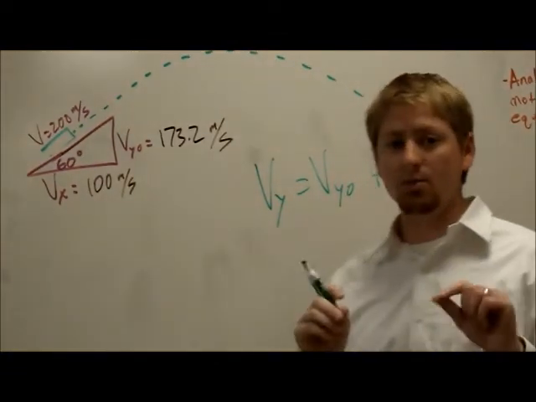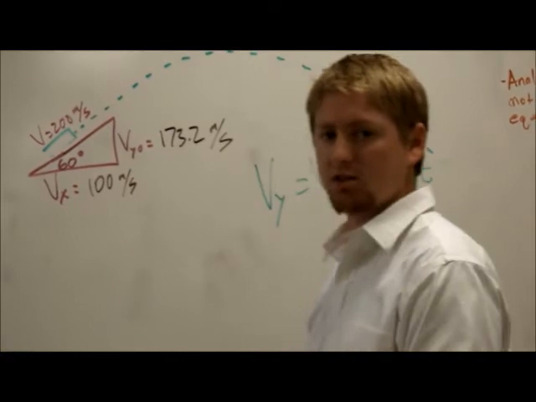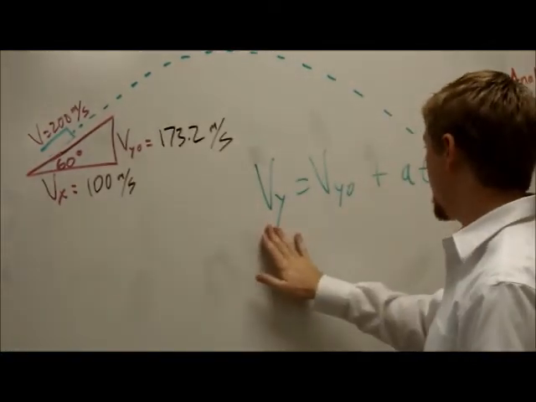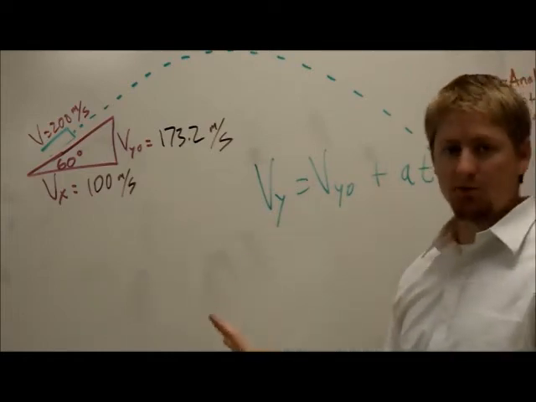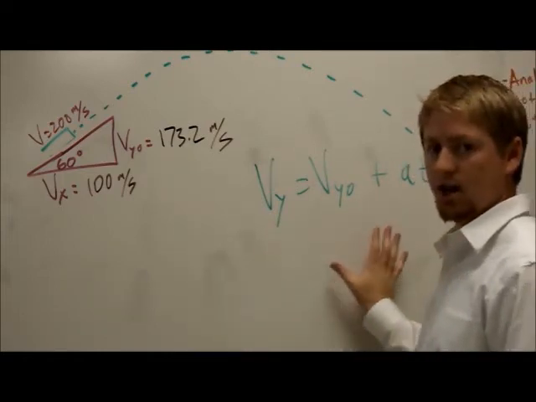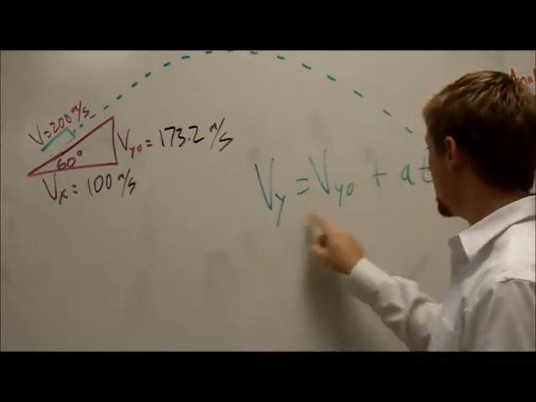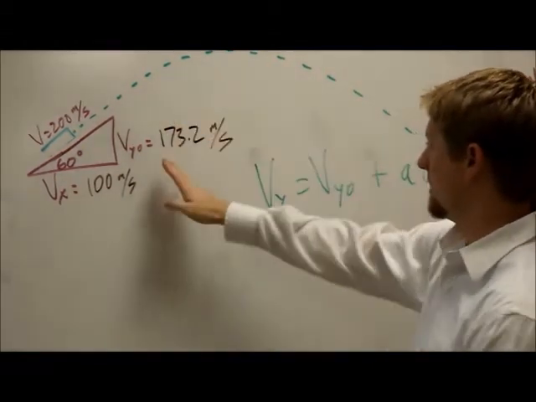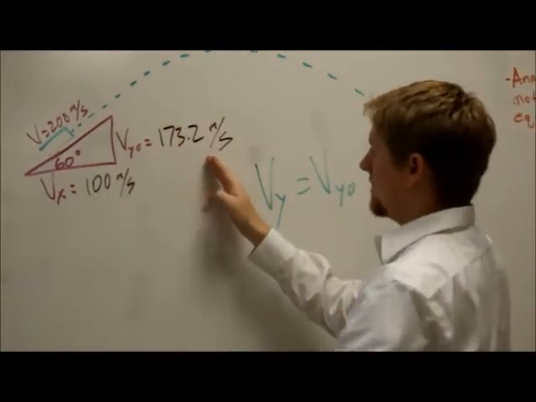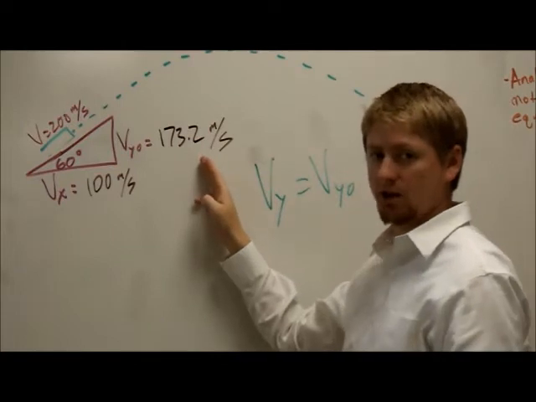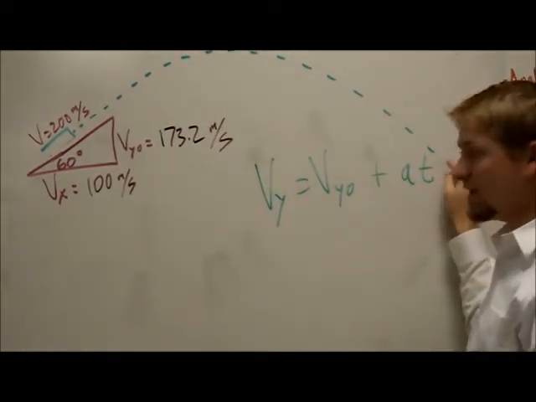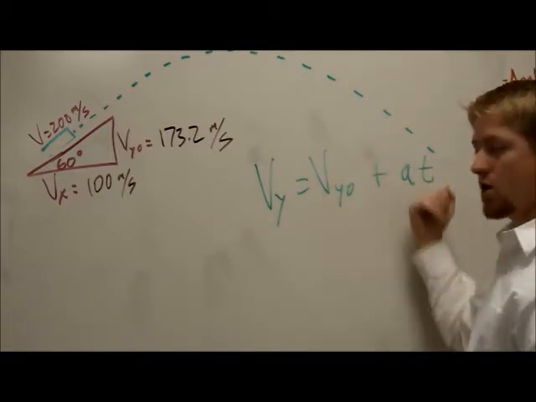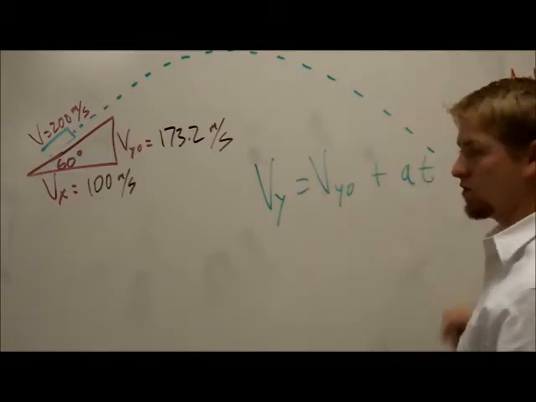Some of y'all may have slightly different equations, but they're essentially the same thing. Vy equals Vy0 plus at. There are a couple of different ways to solve this same idea, and you're going to get the same time. When this thing goes up, it's going to have an initial vertical velocity of 173.2 meters per second. When it hits the ground over here, it's going to hit the ground with the same vertical velocity, just going the other direction.